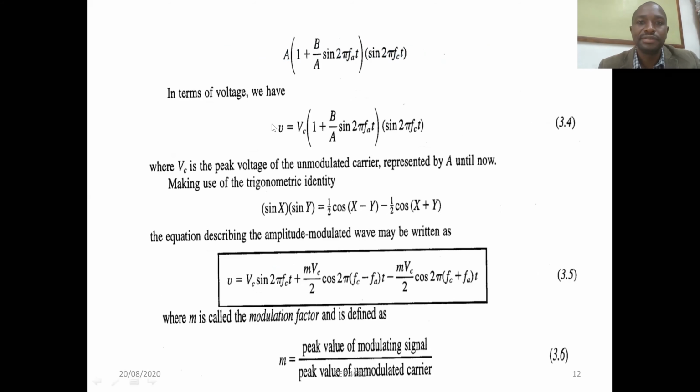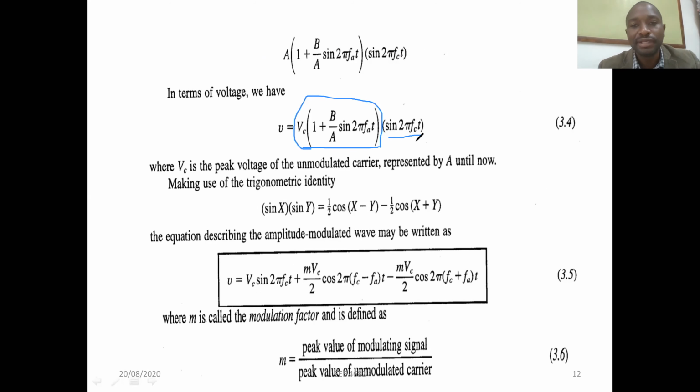basically factor out amplitude A, and then in terms of voltages, you're going to get a signal as shown in equation 3.4. So this is still the amplitude of the carrier. This whole portion there represents the amplitude of the carrier being varied.